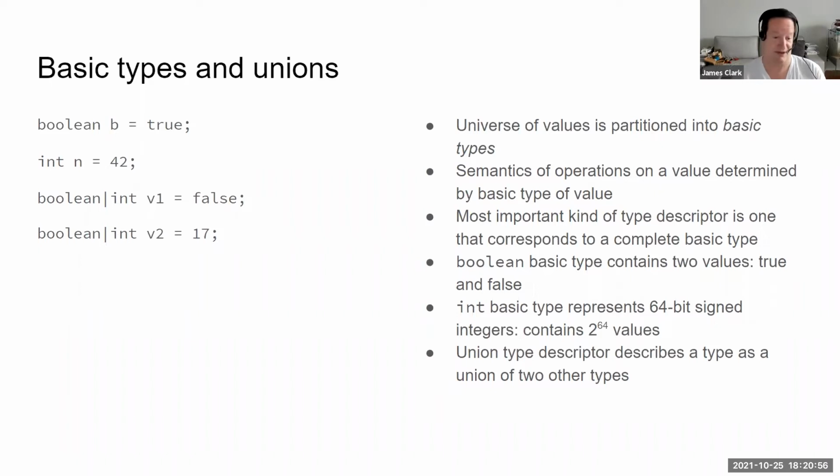So to start off, we've got booleans and integers, and those are different things. We've got 64-bit signed integers, so that's 2 to the 64 values. Boolean has 2 values. So the type boolean is a set with 2 values. The type int is a set with 2 to the 64 values, and we can combine them with OR. So boolean or int is a type that contains all the booleans and all the ints.